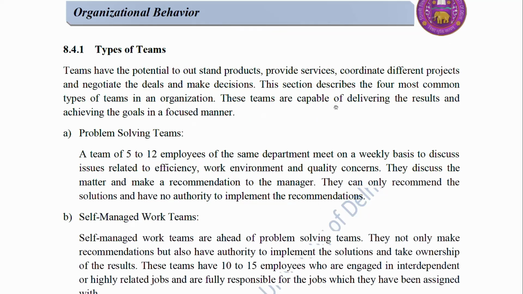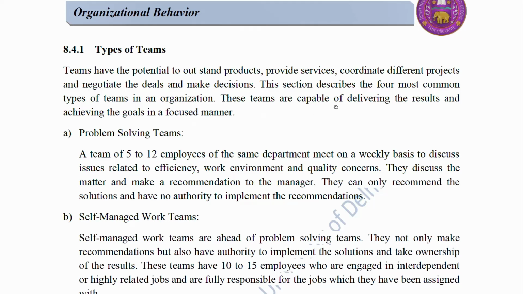8.4.1 Types of teams. Teams have the potential to produce outstanding products, provide services, coordinate different projects, and negotiate deals and make decisions. This section describes the four most common types of teams in an organization. These teams are capable of delivering the results and achieving the goals in a focused manner. Number 1. Problem solving teams.